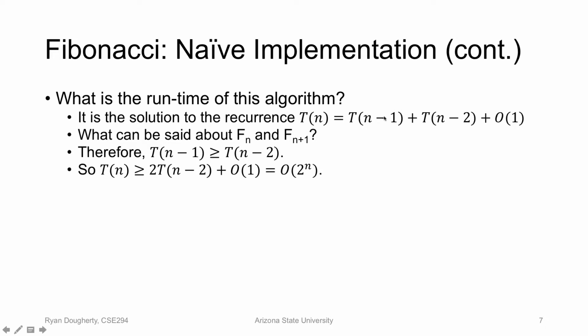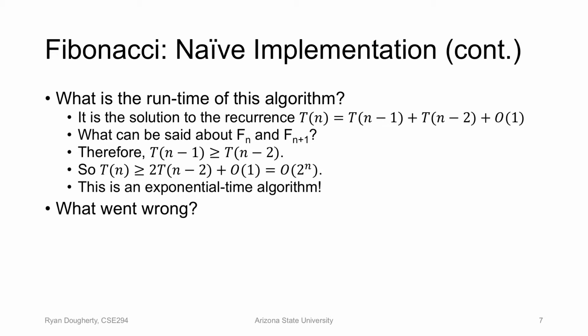So t of n minus 1 plus t of n minus 2 is at least 2 times t of n minus 2, right? So if we go through the recursion, the steps to evaluate this recurrence, well, we have 2 copies of an n minus 2 subproblem. So every time we decrease n by 2, we double the amount of running time. So it's order 2 to the n over 2, since I'm multiplying by 2 each time. Therefore, we have an exponential running time here, which is wrong, right?